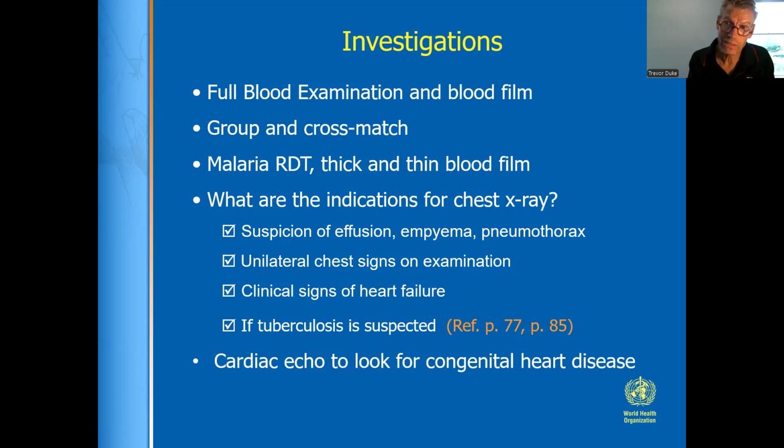Because he's so pale and because he's got severe respiratory distress, at the same time as you're taking blood for a full blood examination, you take a group and cross-match some blood because of the possibility that Ratu might need a blood transfusion. When you take blood, you'd be taking a malaria test. If he came from a malarious area, if that was a possibility, then take blood for a malaria rapid diagnostic test and a thick and thin blood film.